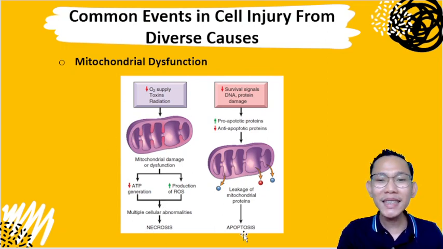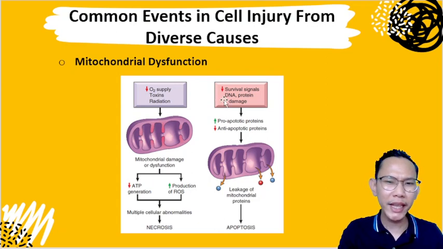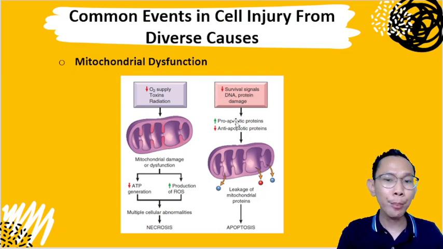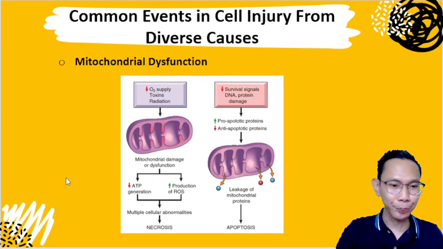Next, apoptosis, hindi pa natin na-discuss, but we will discuss it later on. Pero sa mitochondrial dysfunction, paano siya nakakasira? Pag mababa ang survival signal, may DNA or protein damage, tataas ang pro-apoptotic proteins or bababa ang anti-apoptotic proteins, then can lead to leakage of your cytochrome C, and this cytochrome C will induce your apoptosis. Sige lang, later on, this is a type of irreversible injury, your necrosis and apoptosis, and we will discuss that later on.